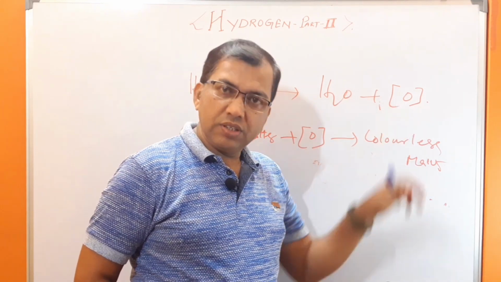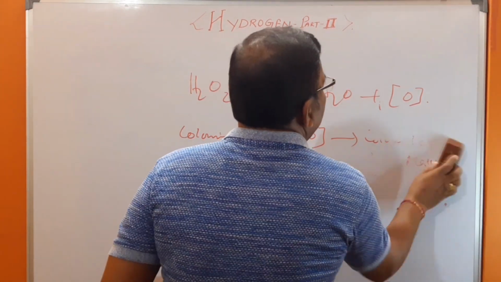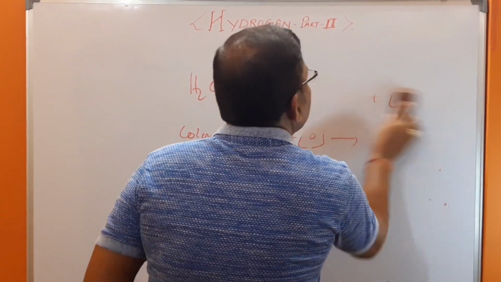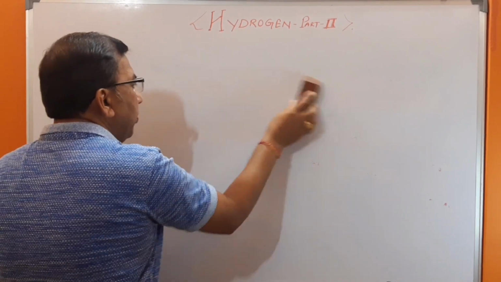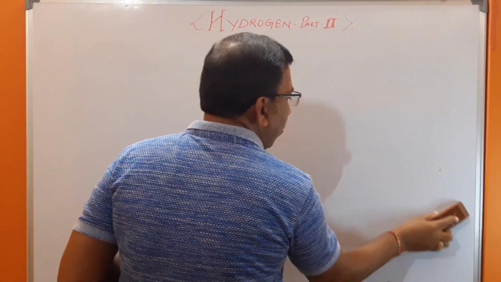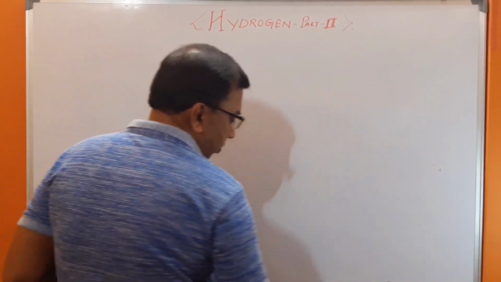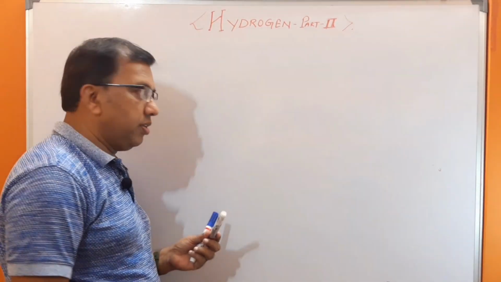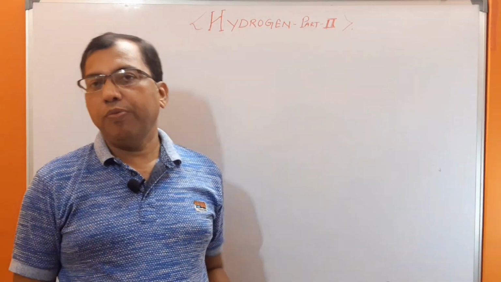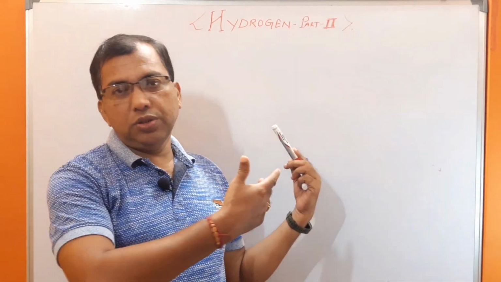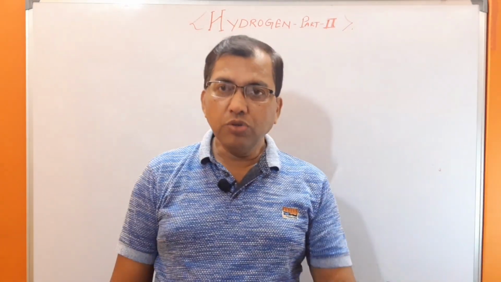Clear? Next, how to store H2O2? I am going fast, so not everything is required to tell. The main things I am discussing: the bleaching property, what is responsible for it, and how it is prepared in the lab. So many things. Give examples of the oxidizing property or reducing property of H2O2. So students, give all these things. Okay. Storage of H2O2. How to store?